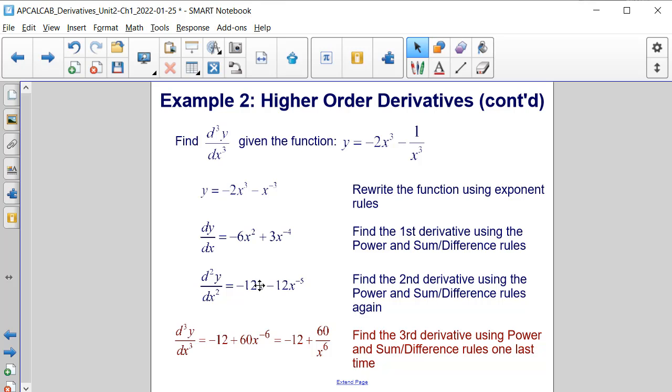So in finding the third derivative, we're going to apply the power and sum and difference rules one last time. We have negative 12x to the first here. If we multiply 1 times negative 12, we still have negative 12. And then we'll have x to the 0, which is just 1, so we don't have to rewrite it. Plus 60, we got that by doing negative 5 times negative 12, positive 60, and then x raised to the negative 6th power. We can rewrite our second term and move the negative exponent into the denominator, and that's written as negative 12 plus 60 divided by x to the 6th.